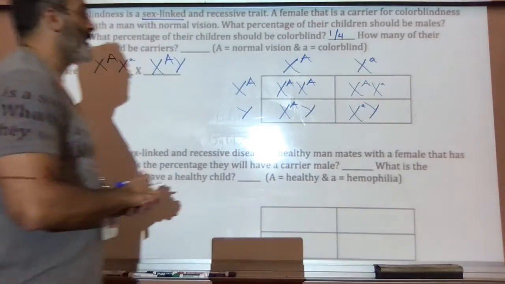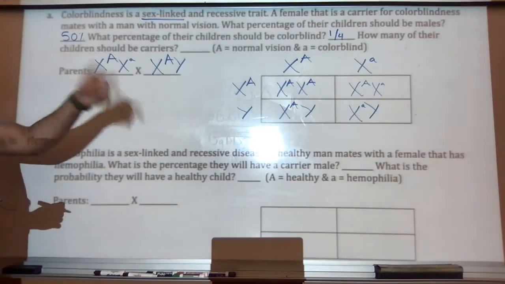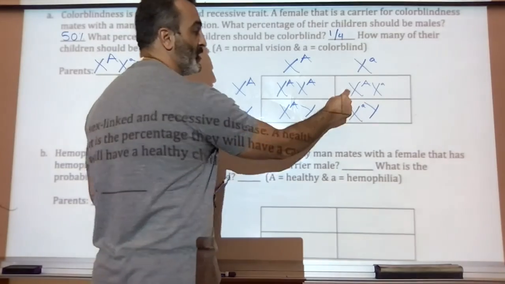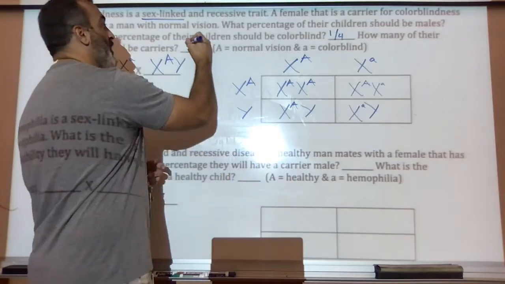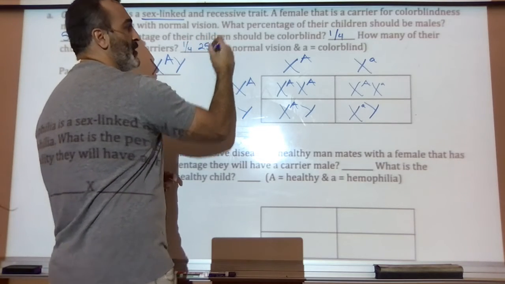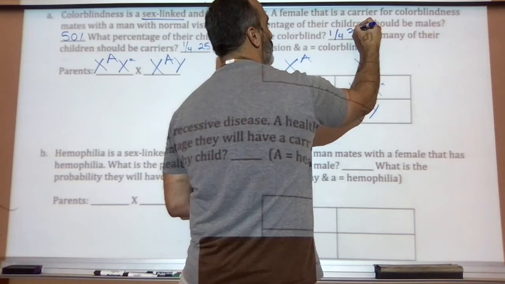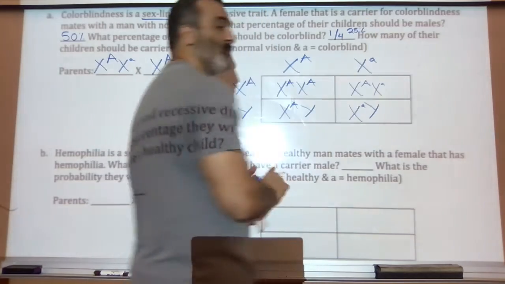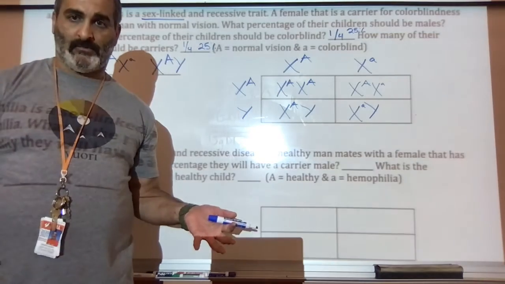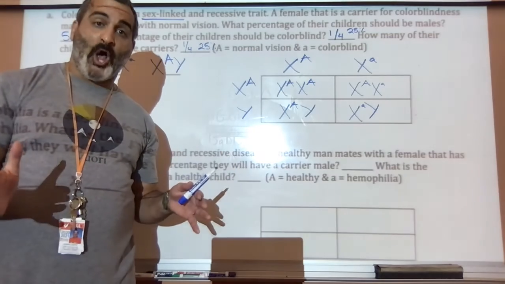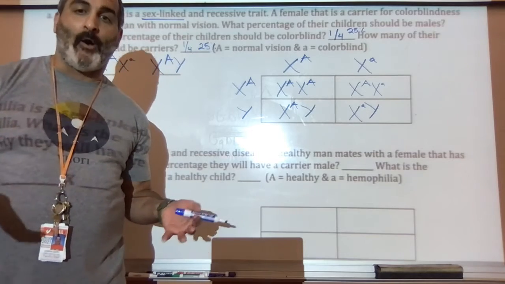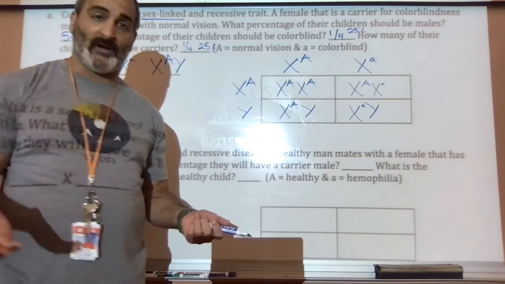1/4 are colorblind. How many of their children should be carriers? If you look at them all, the only carrier is right here. So 1 out of 4, or 25%, is the answer. And this one could have been 25%. That's 1/4 also. Either way, it could be a percentage, it could be a fraction. If I were you, I would pause the video. I would try the second one and see if you can get it without my help. I'm going to show how to do it in a second.